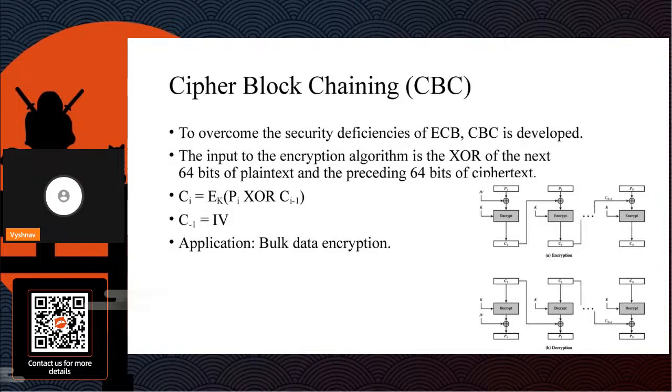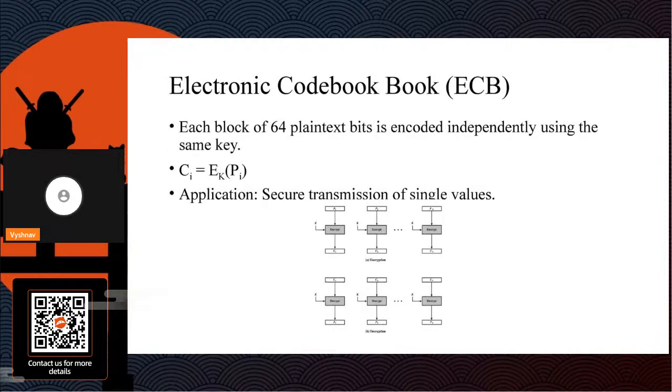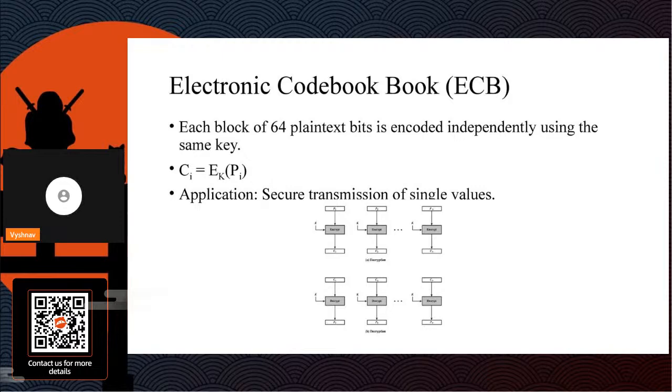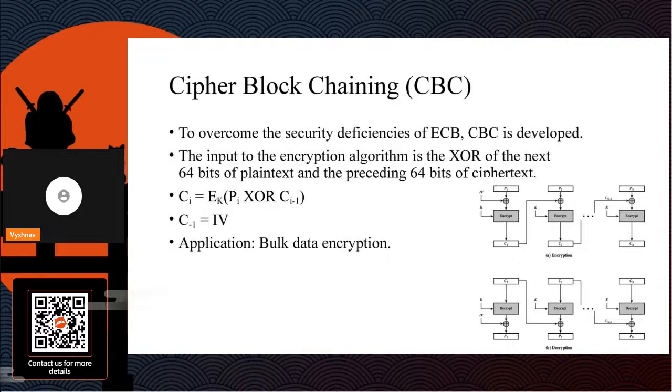The initialization vector is a data block that is the same size as the message block, and it is generated randomly and is sent ECB encrypted. We read that ECB can only be used to send single values. So we can generate the IV, the initialization vector, using a pseudo random generator, and we can send that initialization vector using ECB. The main application is bulk data encryption.